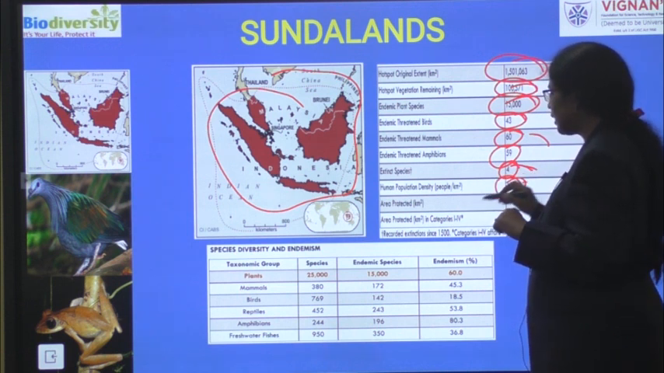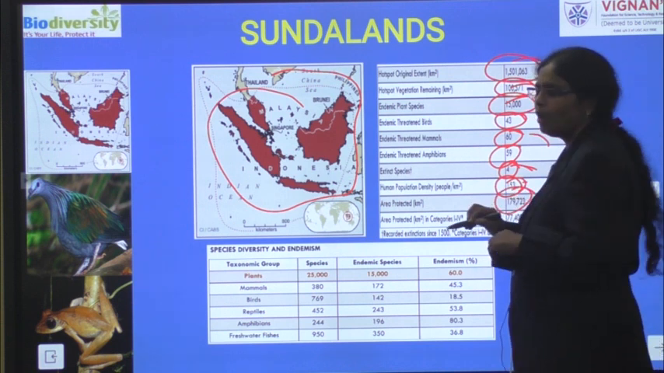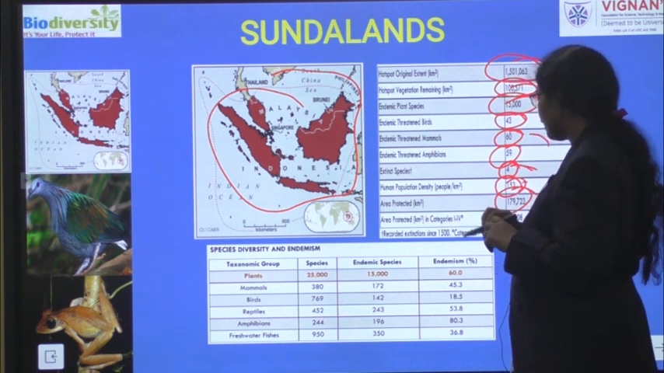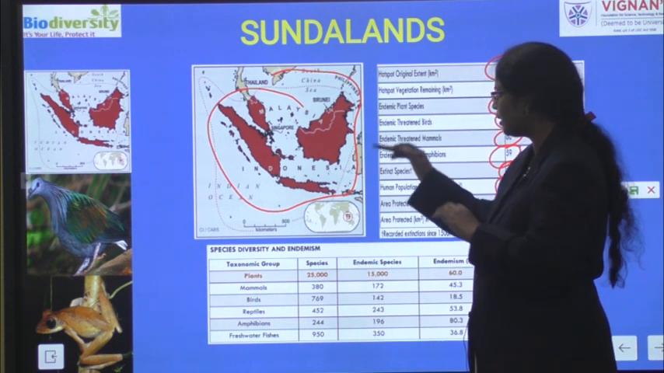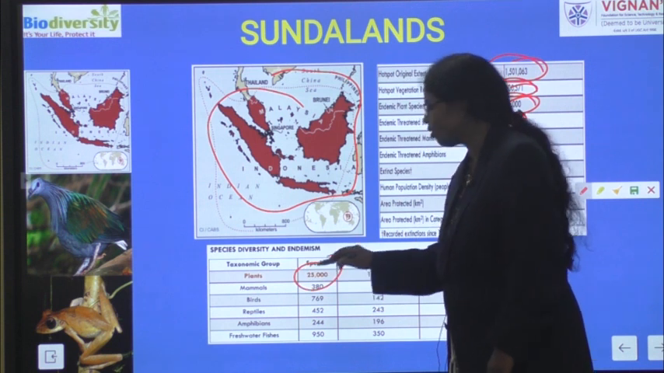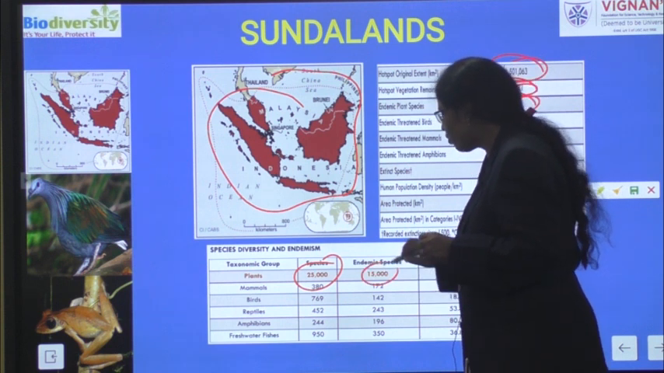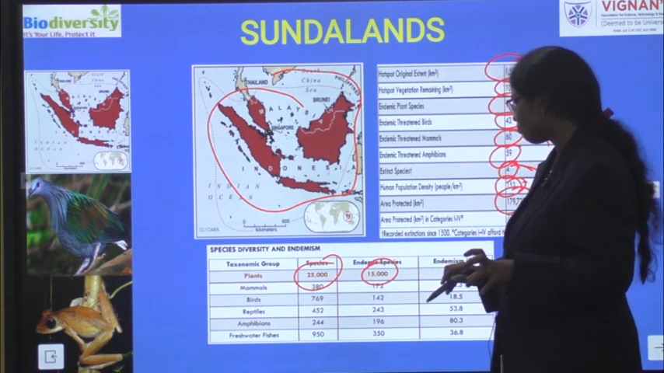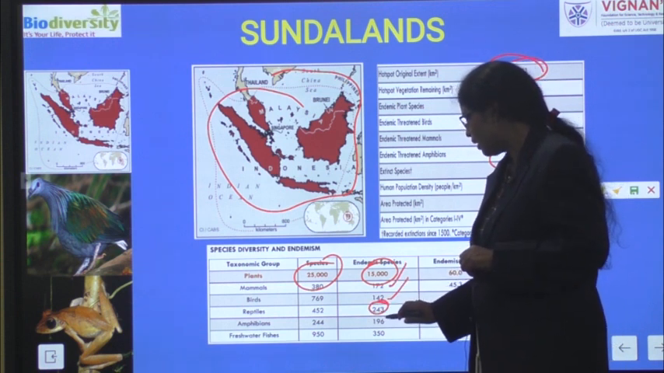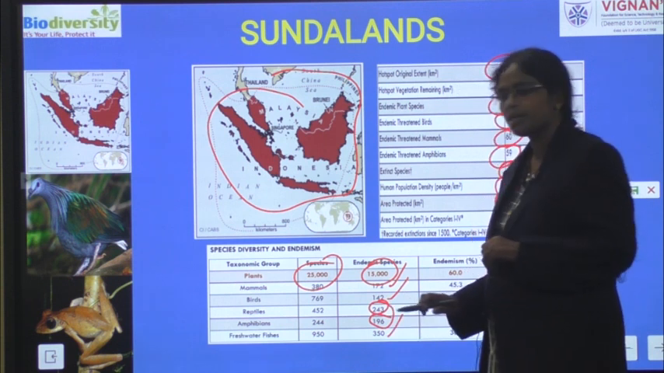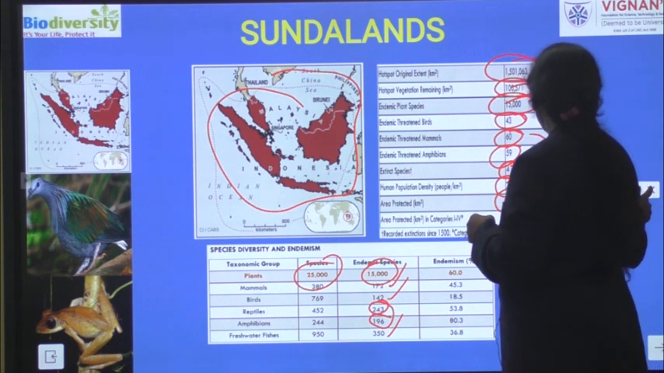And the density in this area is 153 per square kilometer, and the protected area is nearly 1 crore 79 lakhs. And these are the various plants, mammals, birds, reptiles and amphibians present in the Sundaland region. Nearly 25,000 species of plants are present in this region. Out of this, 15,000 species are endemic. Then mammals 172, birds 142, reptiles 43, amphibians 196 and freshwater species 350. So these are the various endemic species located in this Sundaland region.